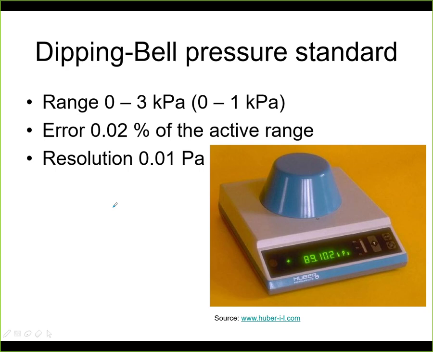Now here is how the device looks, and its parameters. It typically operates in a small range of pressures, somewhere from 0 to 1, eventually 3 kilopascals. So this is for small pressures, but it's a very accurate device. You can see the resolution is 0.01 pascals. Those numbers are for the device shown in the picture. So it's a very accurate calibration instrument that can be used for small pressures. Okay, so that's the first calibration standard.